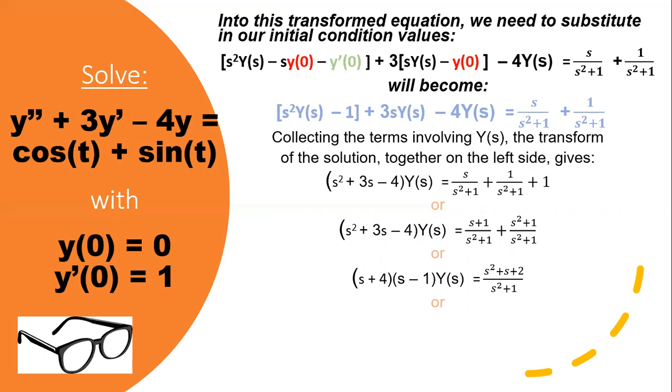The left-hand side, we see, could have its trinomial factored. S squared plus 3s minus 4 does factor into s plus 4 times s minus 1. And after realizing that, we see that we now can get an expression for the Laplace transform of our solution. We found that whatever our solution is, its Laplace transform is the rational function s squared plus s plus 2 divided by s squared plus 1 times s plus 4 times s minus 1. We don't have our solution yet, but we're very close because we do have the transform of the solution.